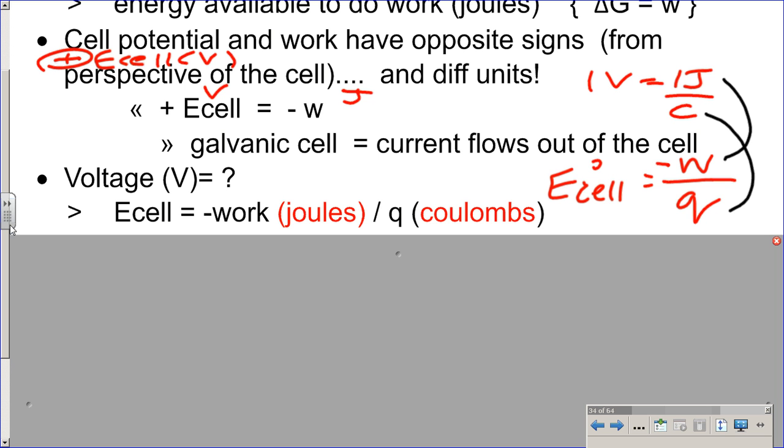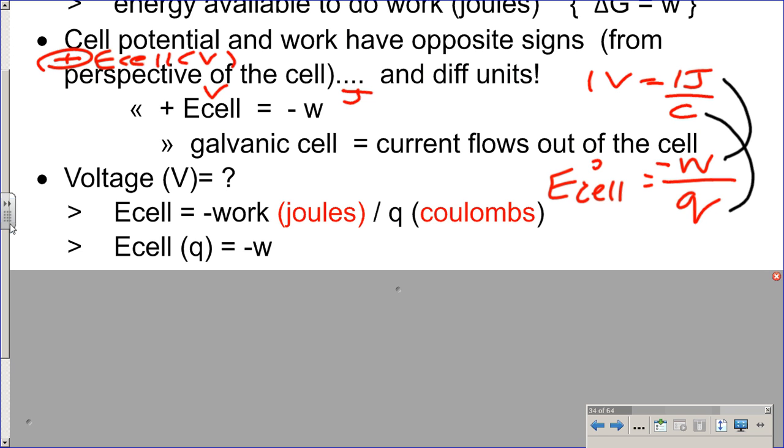All right, good so far? We're going to start breaking down how we can convert between E cell and charge, or E cell and work. We usually are not too concerned about work, but we are concerned about Gibbs free energy, which is what work is related to or equal to. So that's what we're eventually getting down to.